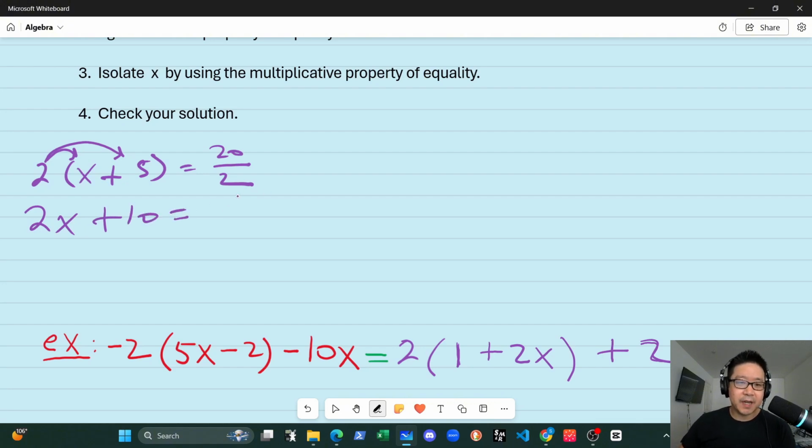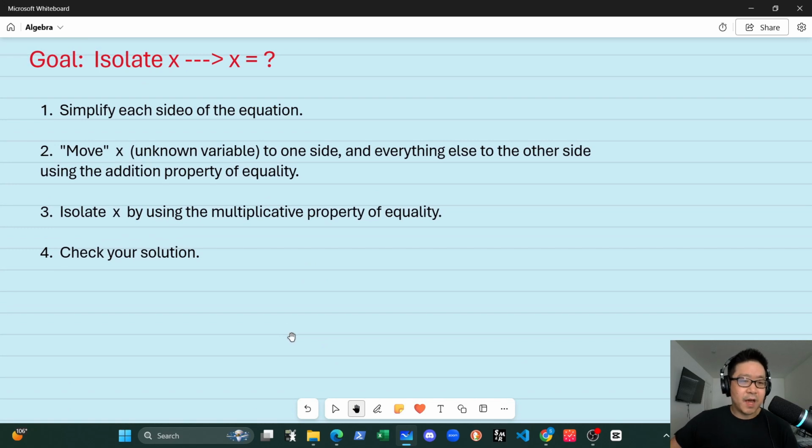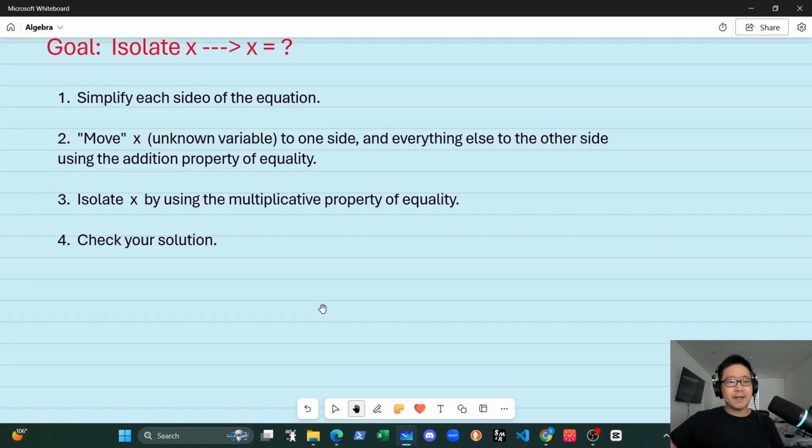And the right side can also be simplified because 20 over 2 simplifies to 10, right? 20 divided by 2 equals 10. And now you can actually start solving your equation. The second thing that you're going to do is move x to one side and everything else to the other side using the addition property of equality.